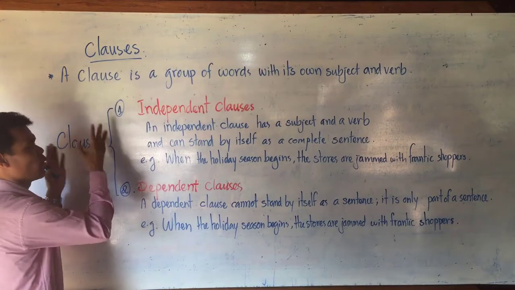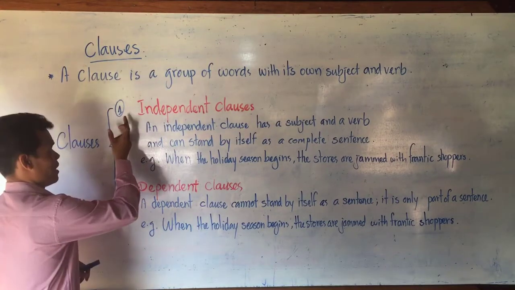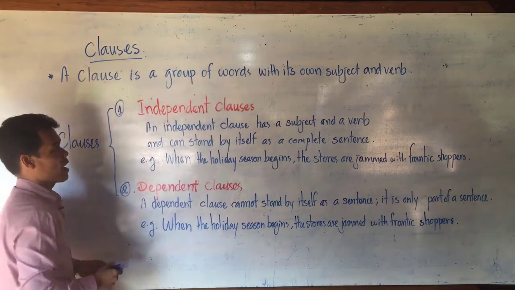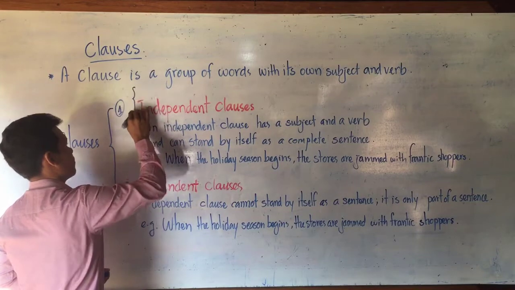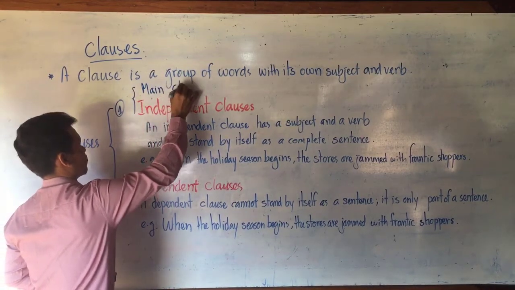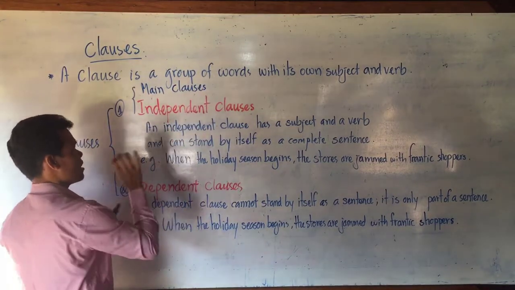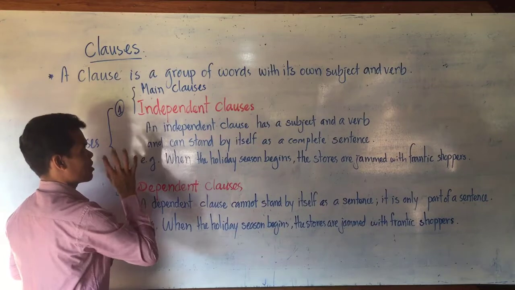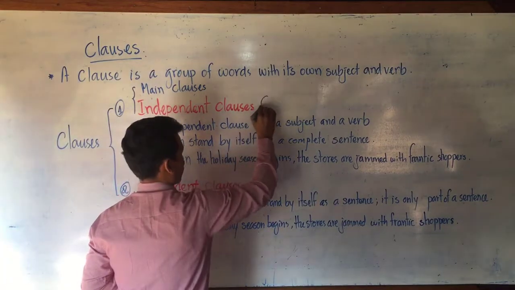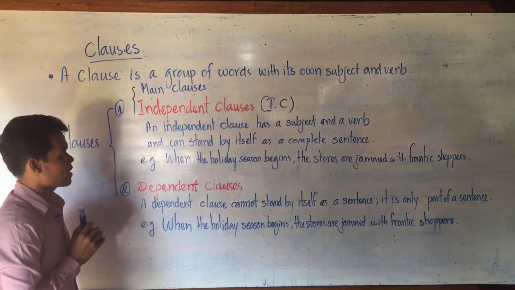There are two clauses in English. What are they? Number one is independent clauses. Sometimes it is called main clause. Some teachers call it main clause, some teachers call it independent clause. Independent clause, IC. This is independent clauses.